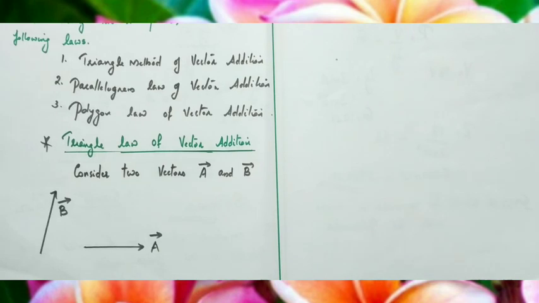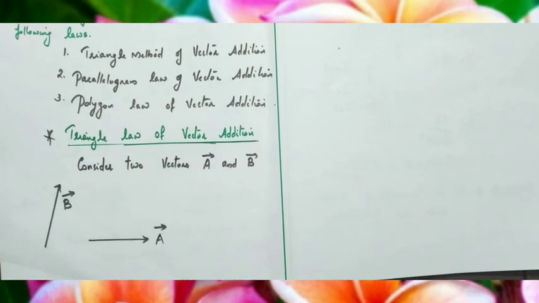First one, triangle law of vector addition. Consider two vectors, vector A and vector B. These are the two vectors. We have to add these two vectors by the triangle law of vector addition. For that, we have to shift any one vector, either vector A or vector B, so that the tail of one vector touches the head of the other. This is called the tail and this one is called the head. So shift any one vector so that the tail of one vector touches the head of the other.